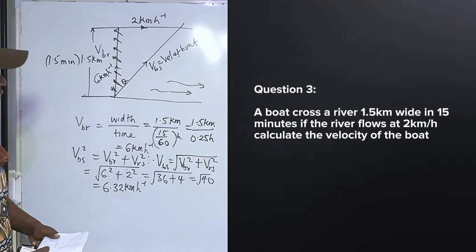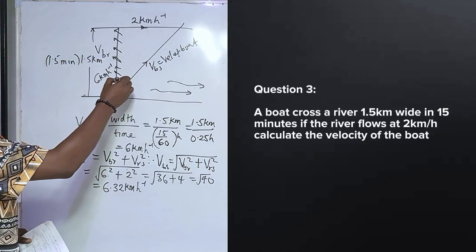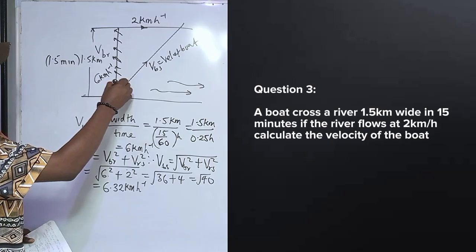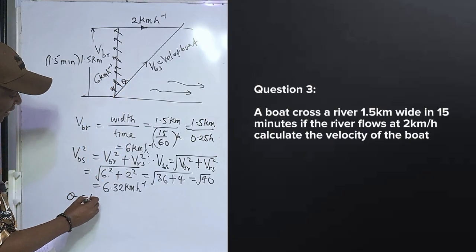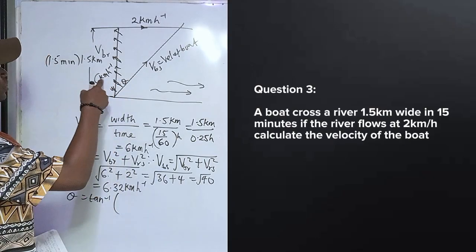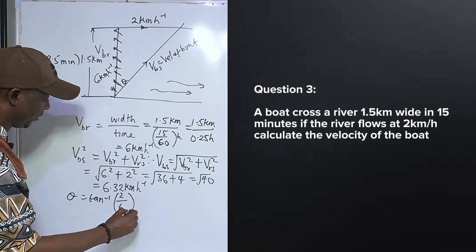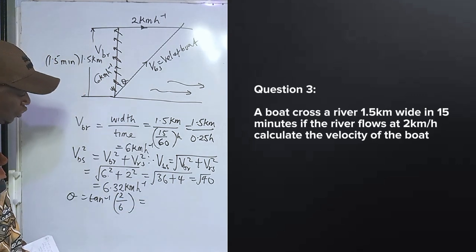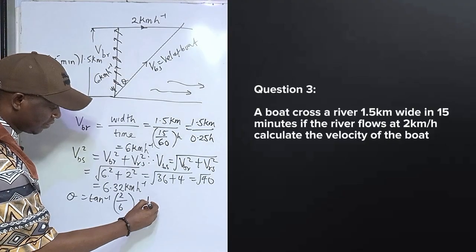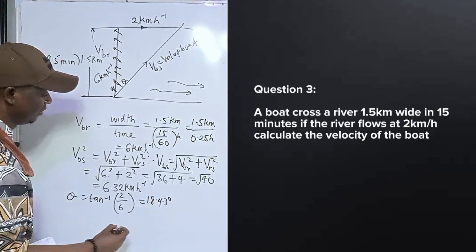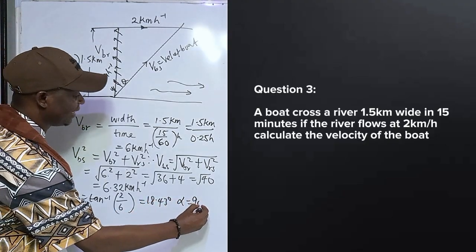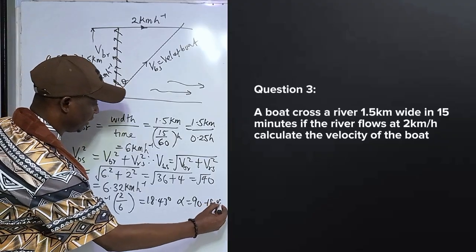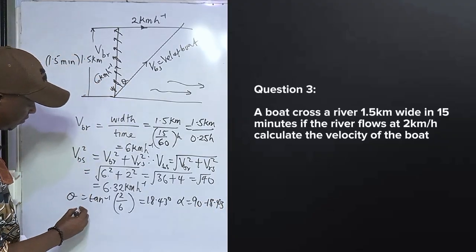You have gotten that, we have solved it. But if they ask you for the angle to the shore, you can solve it using tan inverse of 2/6. You get your answer: tan inverse of 2/6 is the angle to the shore, 18.43 degrees. The angle to the bank will now be 90 minus 18.43.